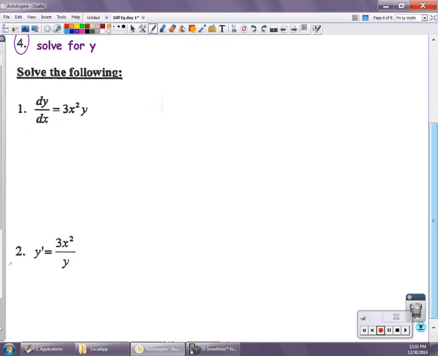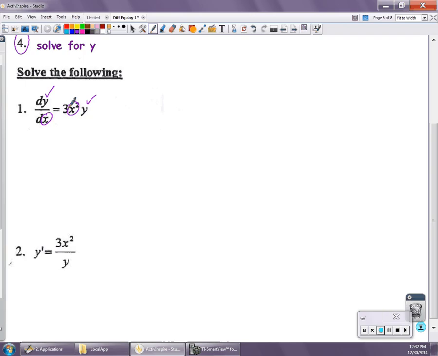All right, so problem example number 1. We're going to solve the following, which means we're going to find the antiderivative. So the first thing we're going to do is separate the variables, and notice that this time I have a y and an x and an x. So all of the x's on one side and all of the y's on the other.